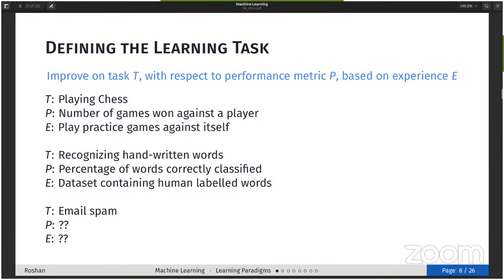So any machine learning system you design must have this learning task where you define what the task is, what will be your performance metric, and what will be your experience. Okay. Any doubts till now? Can I move on?